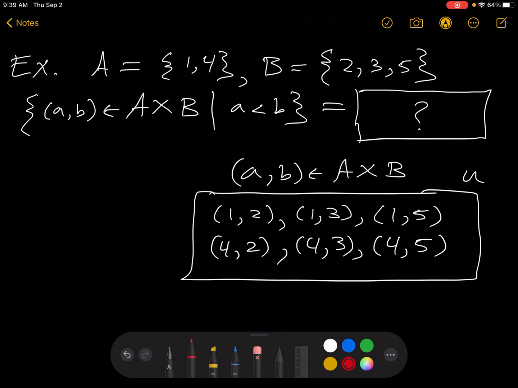Now moving down to 4, 2, 4, 3, and 4, 5. Is 4 less than 2? No. Throw that out. Is 4 less than 3? No. Throw that out. Is 4 less than 5? Yes, so we'll keep it.